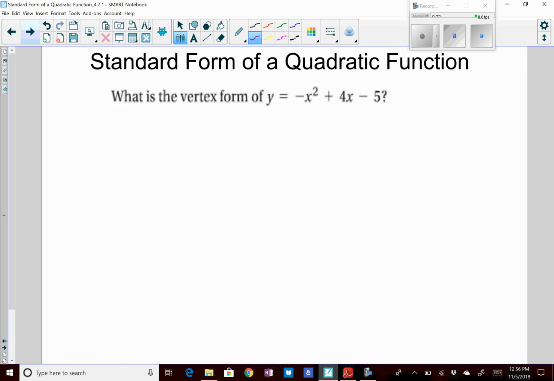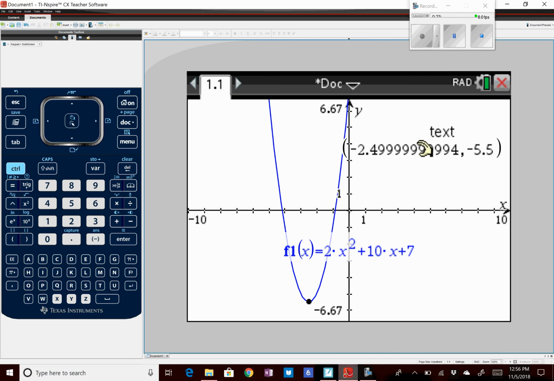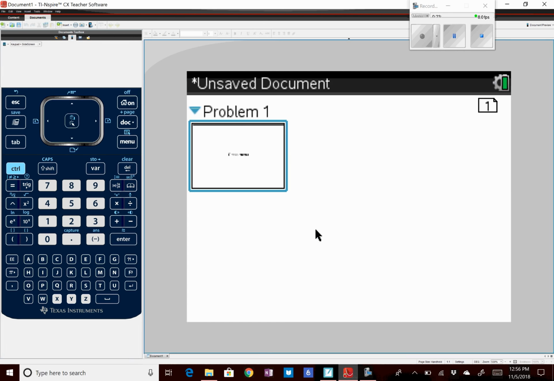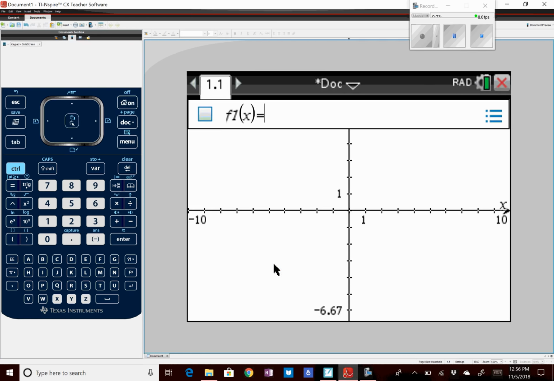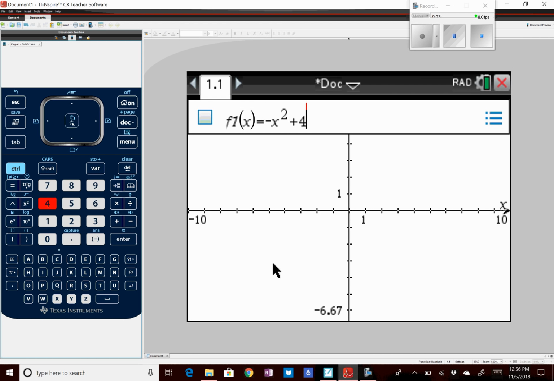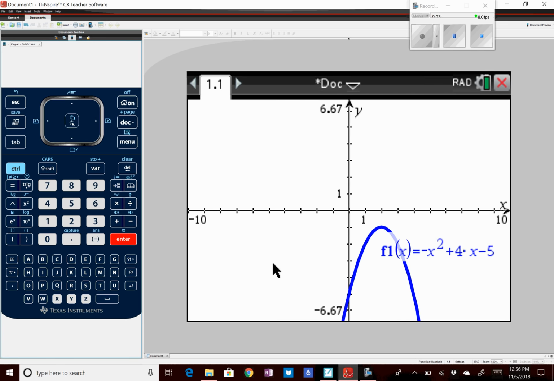Okay, here they also want the vertex form of y equals negative x squared plus 4x minus 5. So again, we need a, we need h, we need k. A, we already know, is negative 1. We need h and k. So we're going to graph that in the calculator. So negative x squared plus 4x minus 5. Okay, so we have a graph.